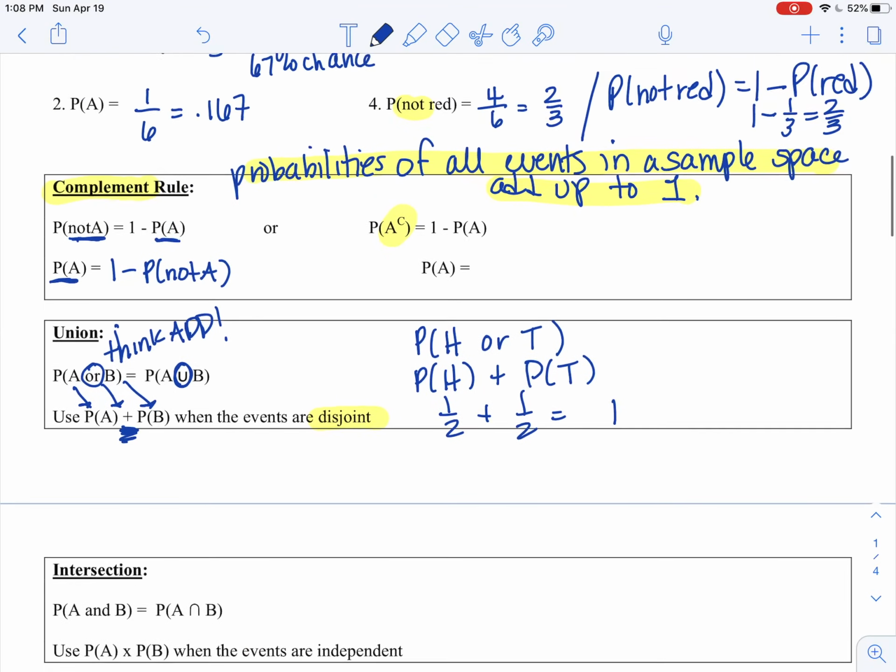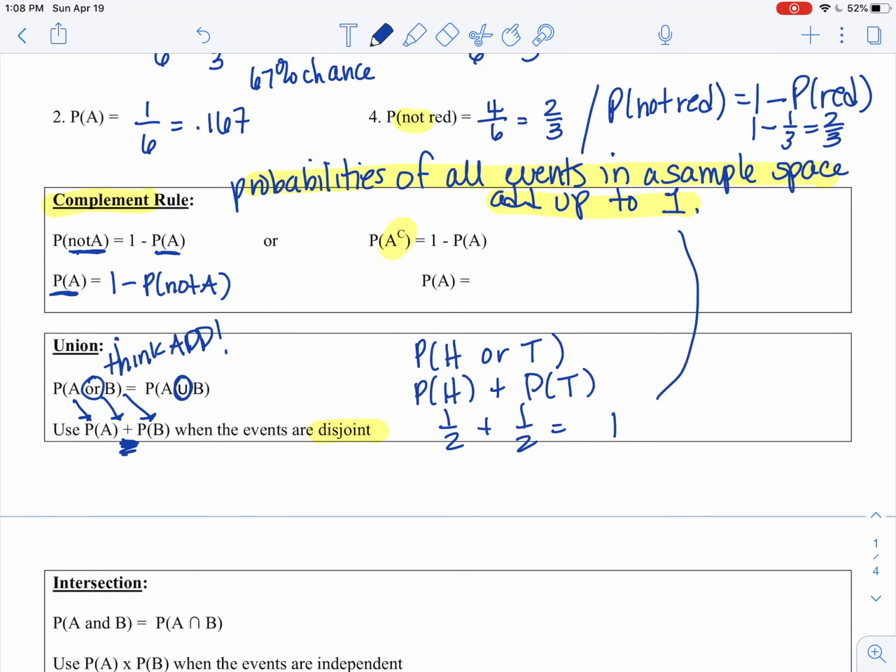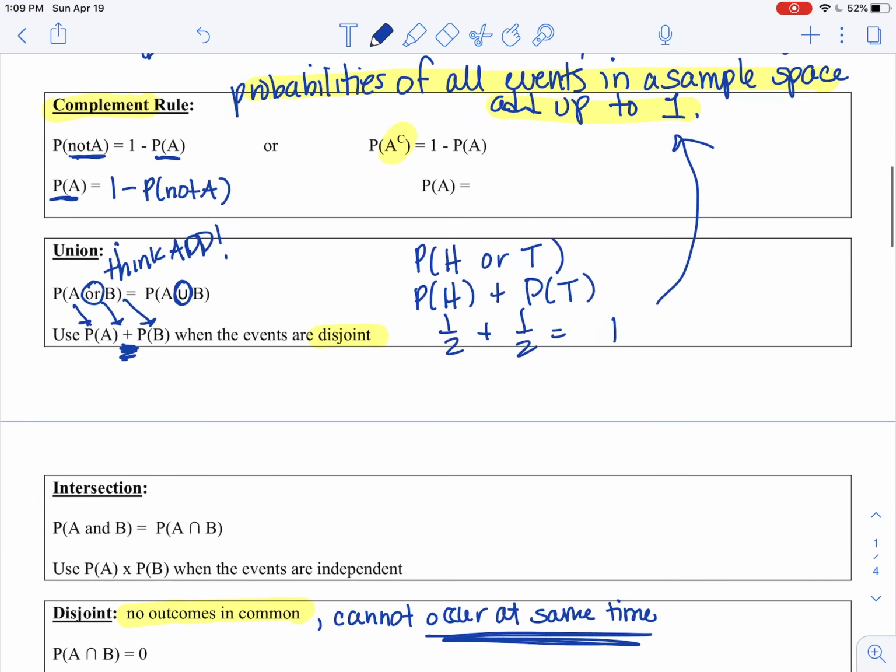I do want to point out that goes back to what I was just saying before. If you take all the probabilities of the events in a sample space, they have to add up to be 1. When you flip a coin, it's either going to only land on heads or on tails. So obviously you see when I add those probabilities together, they add up to be 1.